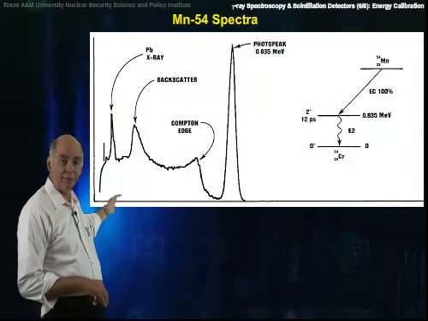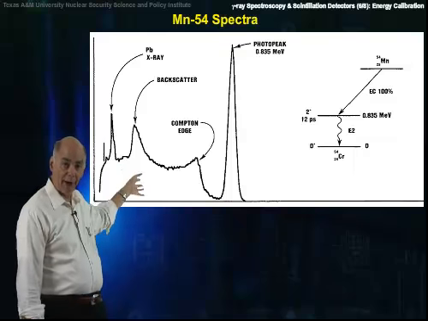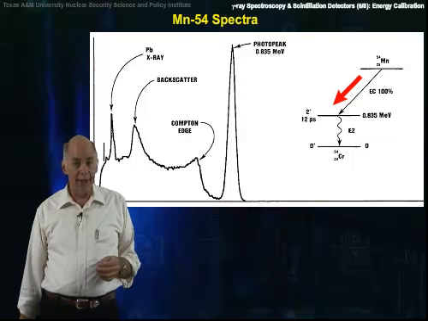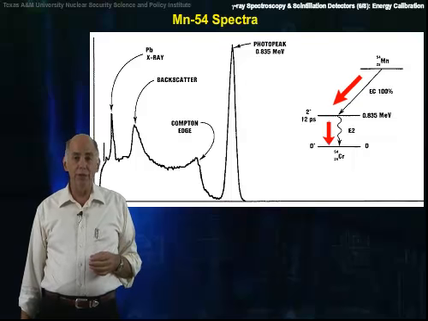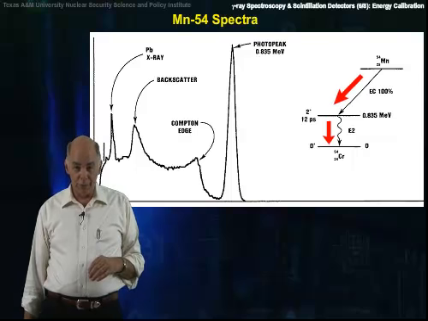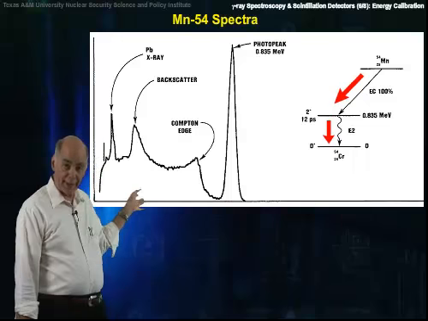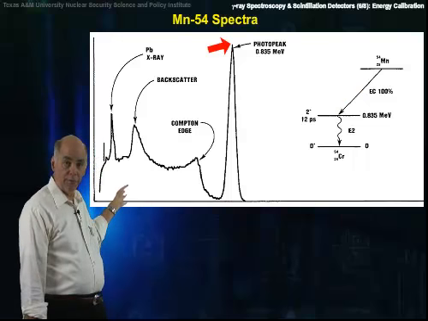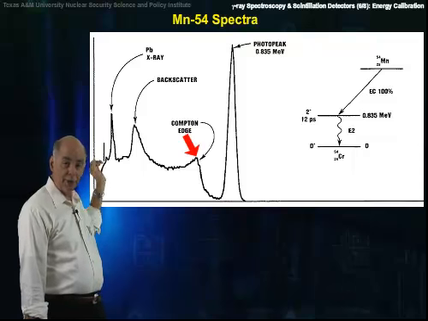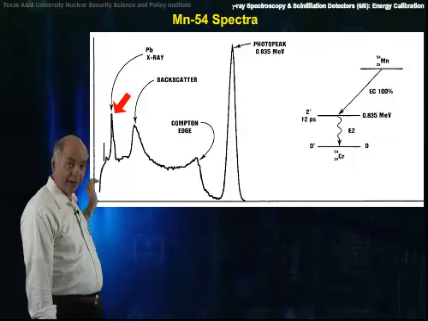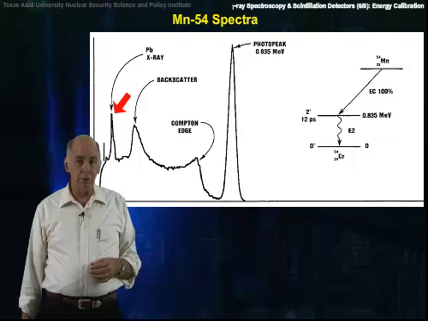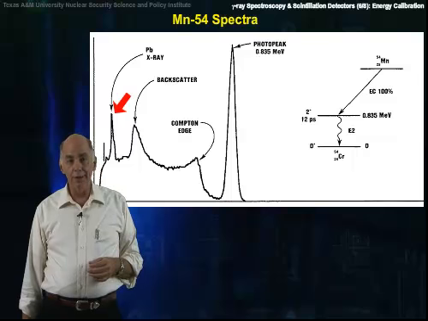Here's a manganese-54 spectrum. And then on the right-hand side, we see that manganese-54 decays by electron capture and emits a single 835 keV gamma ray from chrome-54 metastable. Looking at the spectrum, we see the photopeak at 835 keV. We can identify the Compton edge, a backscatter peak, and lead X-rays. We've shown you this because cesium, cobalt, and manganese sources are commonly used for energy calibration.